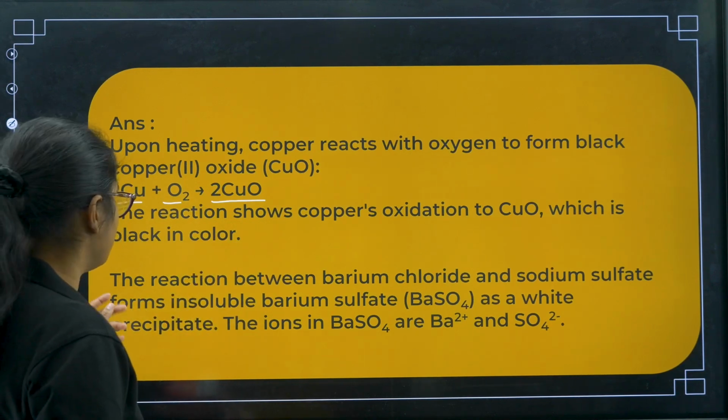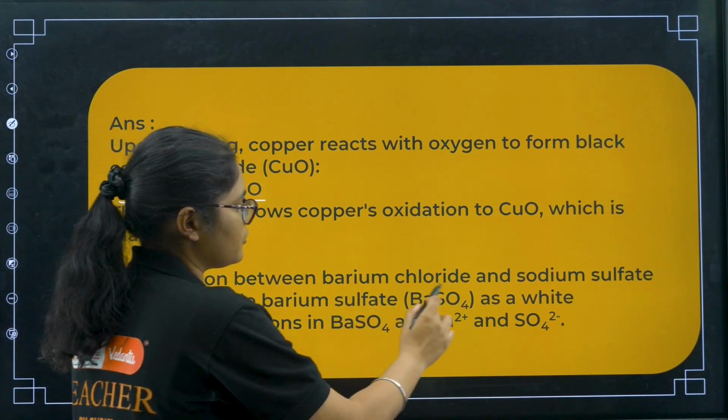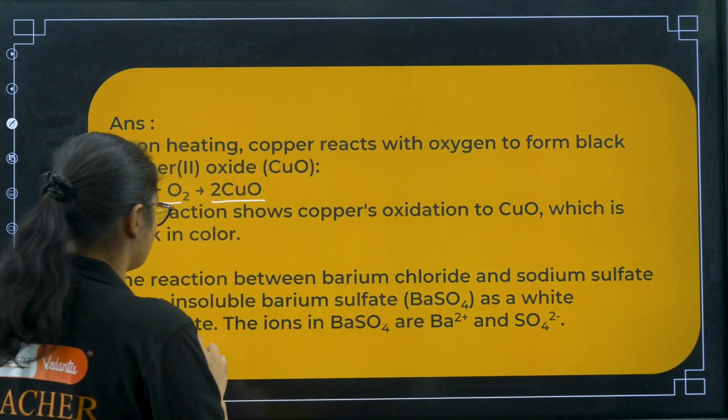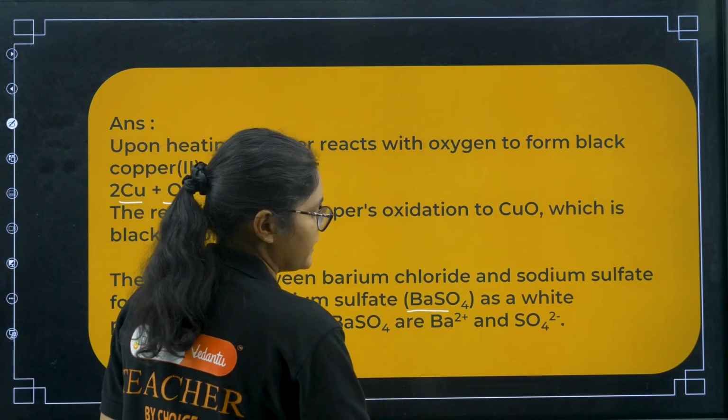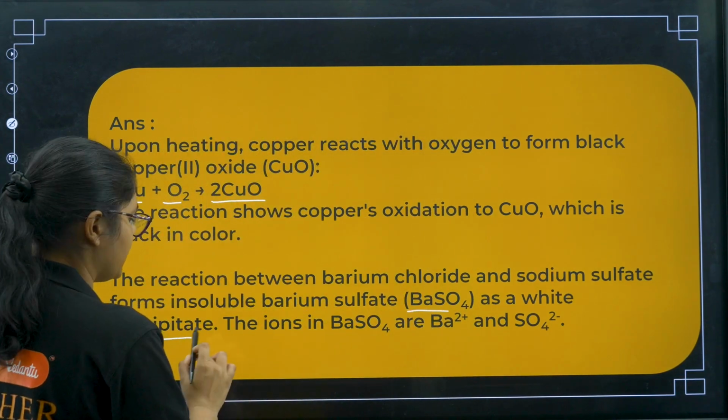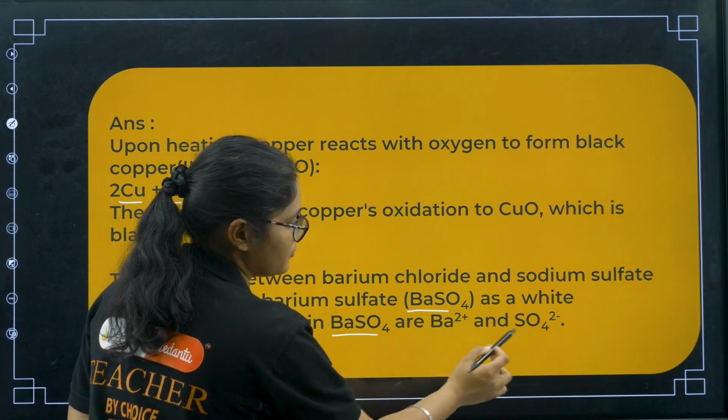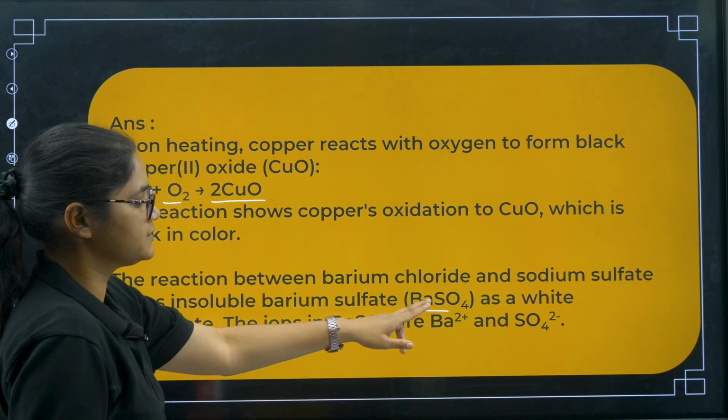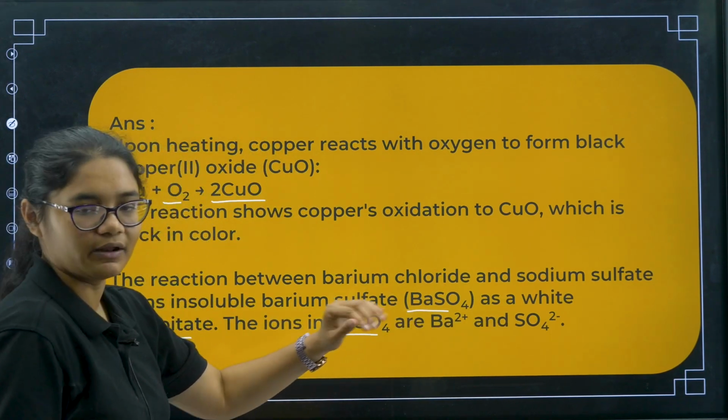Next, the reaction between barium chloride and sodium sulfate forms insoluble barium sulfate, BaSO4, as a white precipitate, and the ions present here are barium 2 plus and sulfate 2 minus. So this carries 1 mark, this carries half of 1 mark.